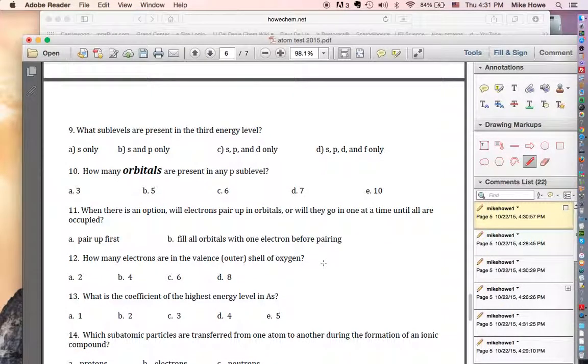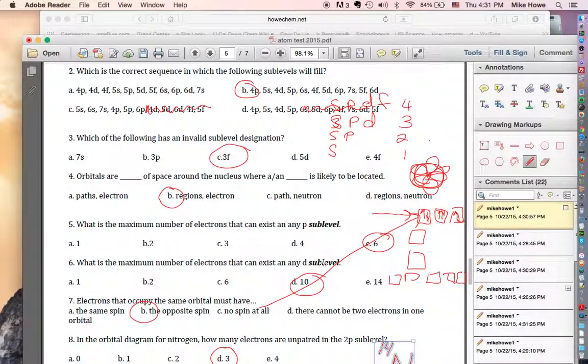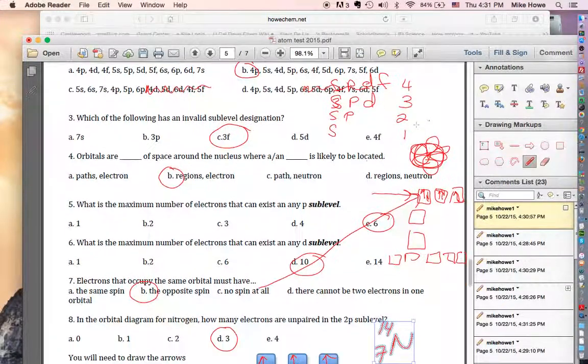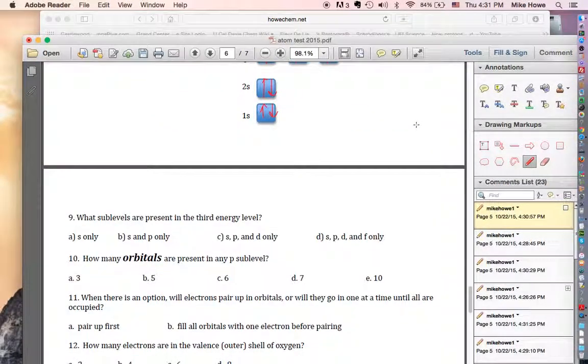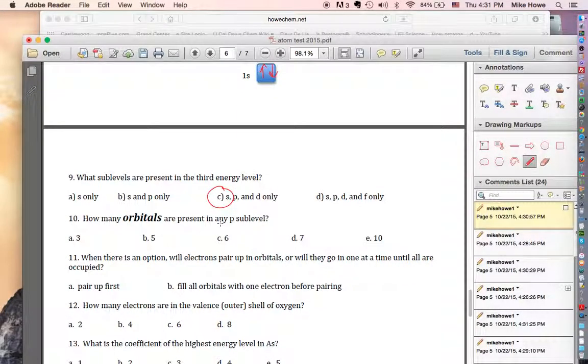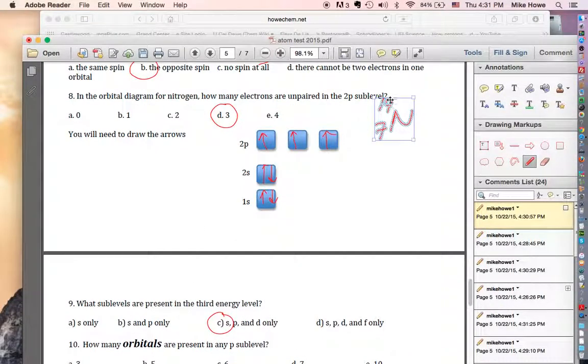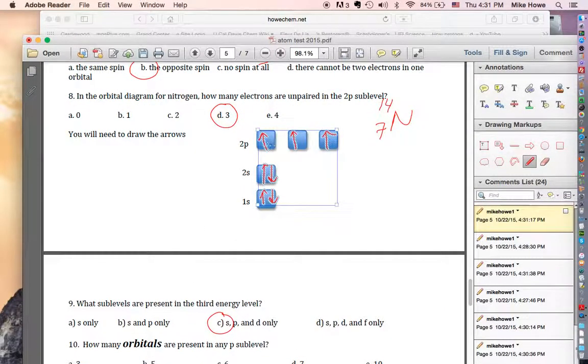Now sublevels in the third energy level. I kind of drew that out for you earlier, so look back up here, right here, s, p, and d in the third energy level. So that's 3, s, p, and d, so the answer to that one would be C. And orbitals in any p sublevel I drew out for you right here. So how many orbitals? 1, 2, 3.